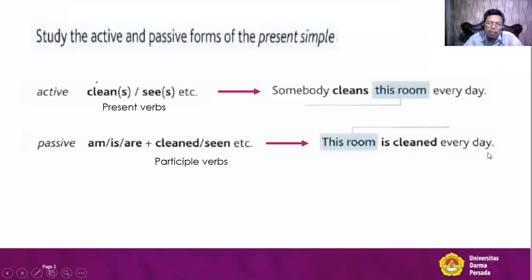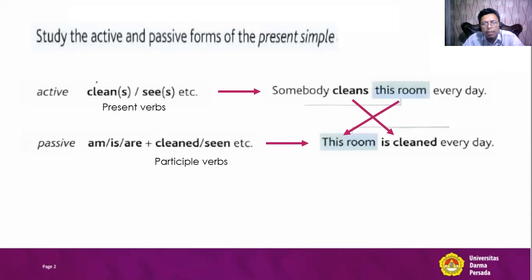This room is cleaned every day. So everybody can identify that. We don't use the present verb anymore, cleans, but we use is cleaned. Cleans changes into is cleaned. And then what happens to this room? This room, which is originally an object, changes into the position of subject. See, this room and then this room.